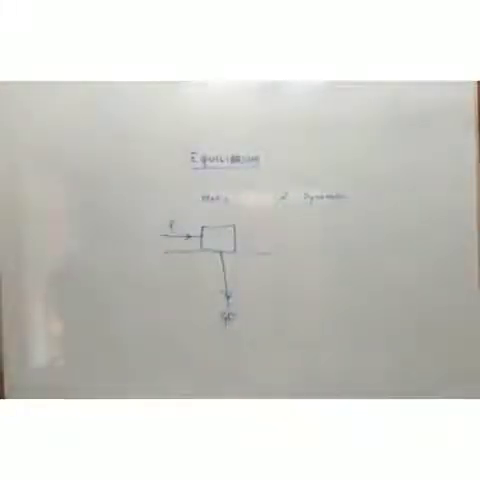Again, listen: static equilibrium and dynamic equilibrium. Static equilibrium means when a body remains in the state of rest under the influence of several forces. And the second one is dynamic equilibrium: when a body remains in the same state of motion, that means either translational or rotational, under the influence of several forces, that we can say is dynamic equilibrium. Okay.